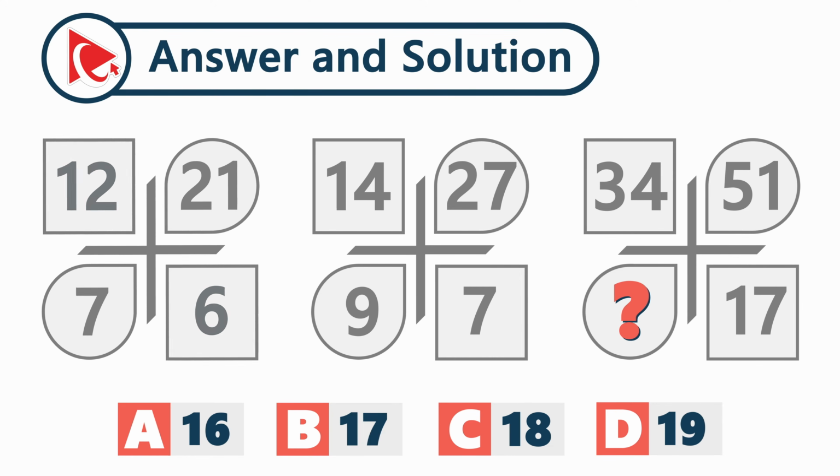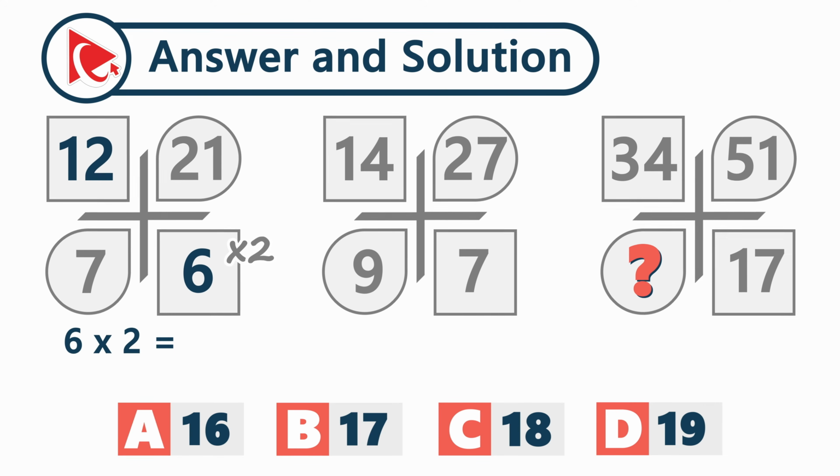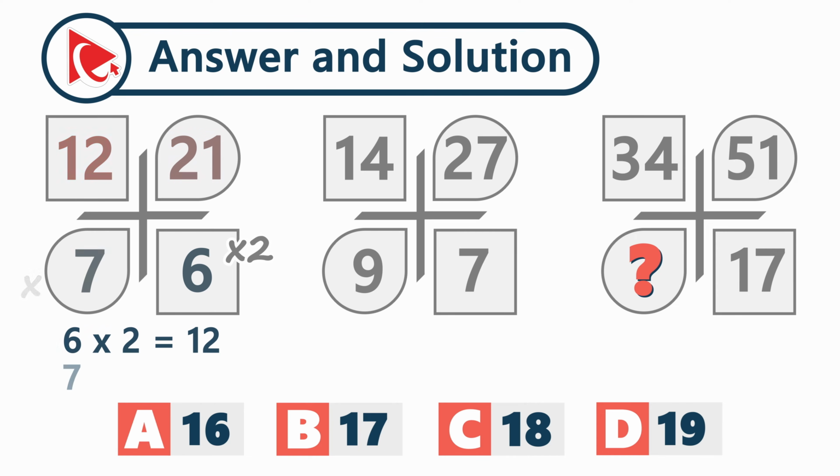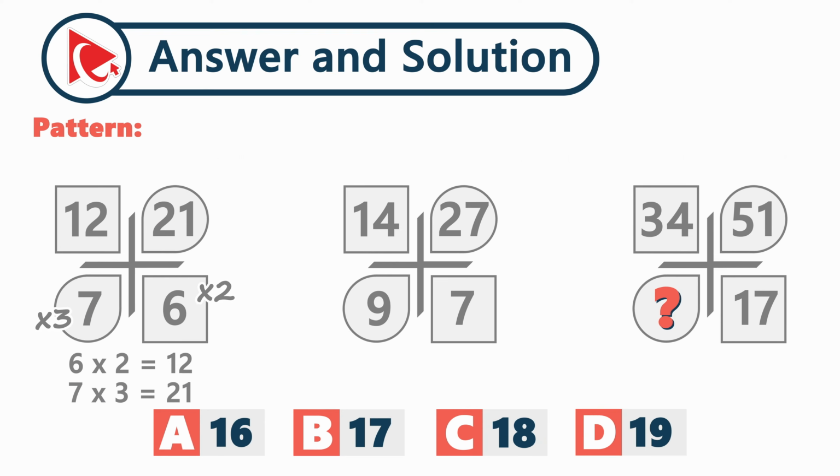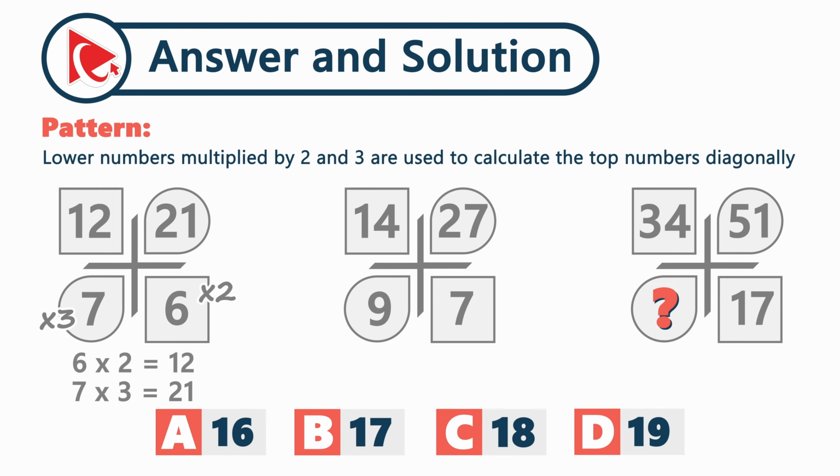Take a close look at numbers diagonally. 6 multiplied by 2 equals 12, and 7 multiplied by 3 equals 21. In fact, lower numbers multiplied by 2 and 3 are used to calculate the top numbers diagonally. Let's confirm that we're on the right track with the second shape. 7 multiplied by 2 equals 14, and 9 multiplied by 3 equals 27.